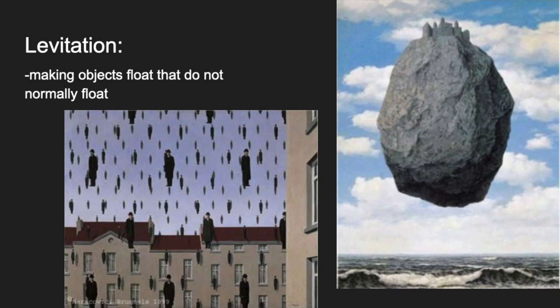Levitation. This is another technique in surrealist artwork. It is making objects float that do not normally float. So over here you can see all of these people that are floating in thin air. On this side there's this large boulder with a castle on top. Logically, these would not normally float.